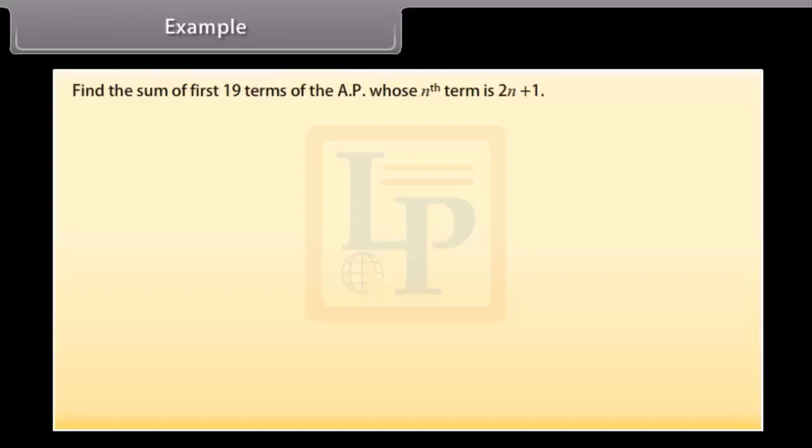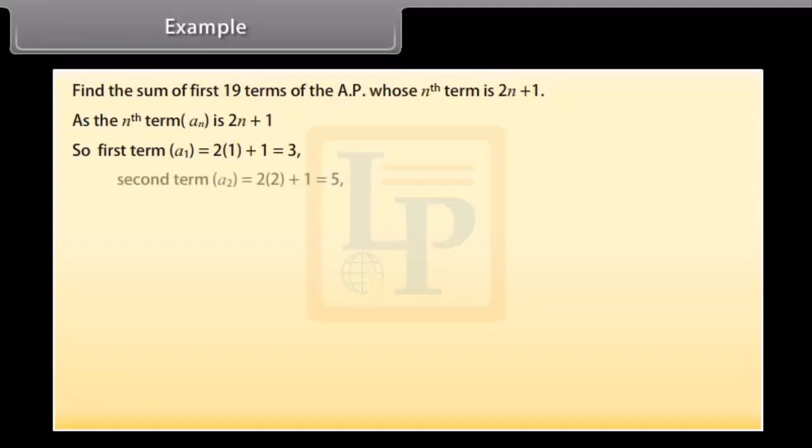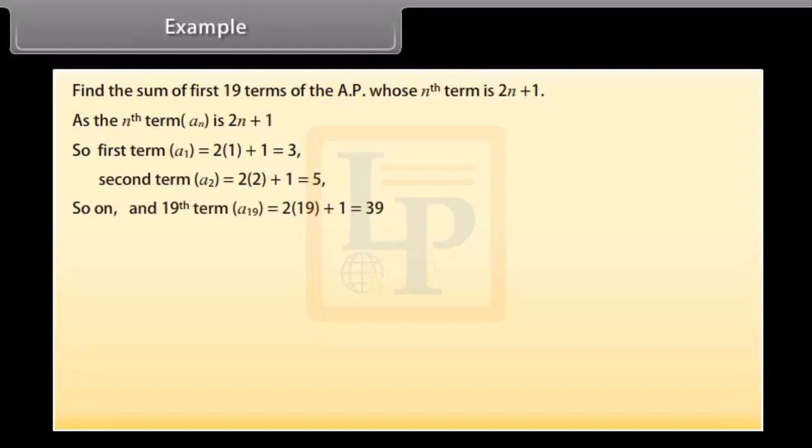Find the sum of first 19 terms of the AP whose nth term is 2n plus 1. As the nth term an is 2n plus 1, the first term a1 is equal to 2 into 1 plus 1, which is equal to 3. Second term a2 is equal to 2 into 2 plus 1, which is 5, and so on. And the 19th term is equal to 2 into 19 plus 1, which is equal to 39. So the list of numbers we get is 3, 5, 7, and so on, up to 39.